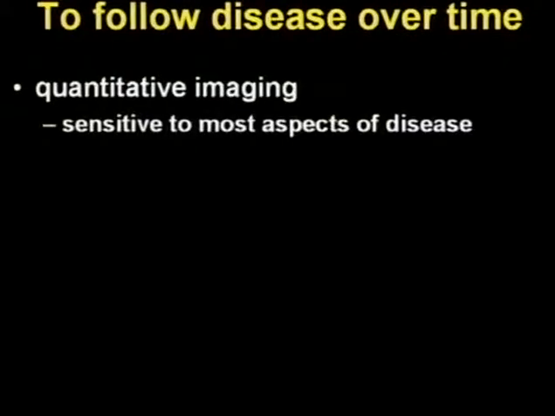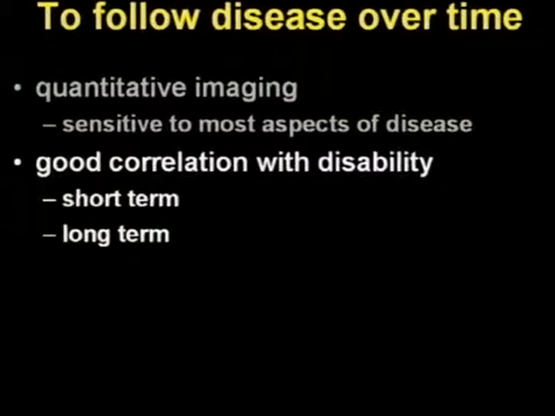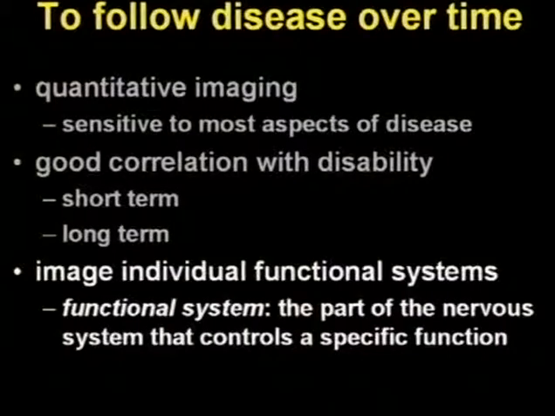So why else might we image? Well, we want to follow disease over time. We would do this with quantitative imaging, as I mentioned, and ideally we'd be able to use measures that are sensitive to many different aspects of disease at once. We'd like to get a measure that has a good correlation with disability, both in the short term, so if somebody has an attack, we'd like to be able to image the attack and the recovery from the attack, but also over the long term, if there's any degeneration going on, we'd like to image that as well.